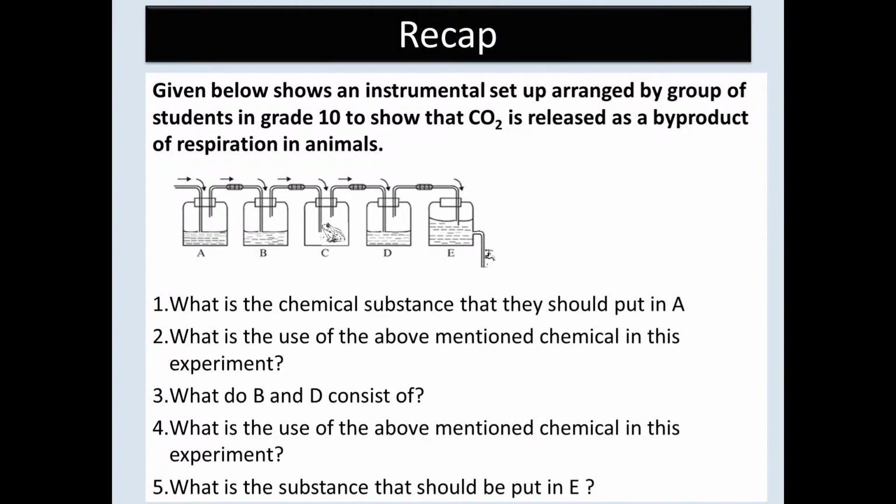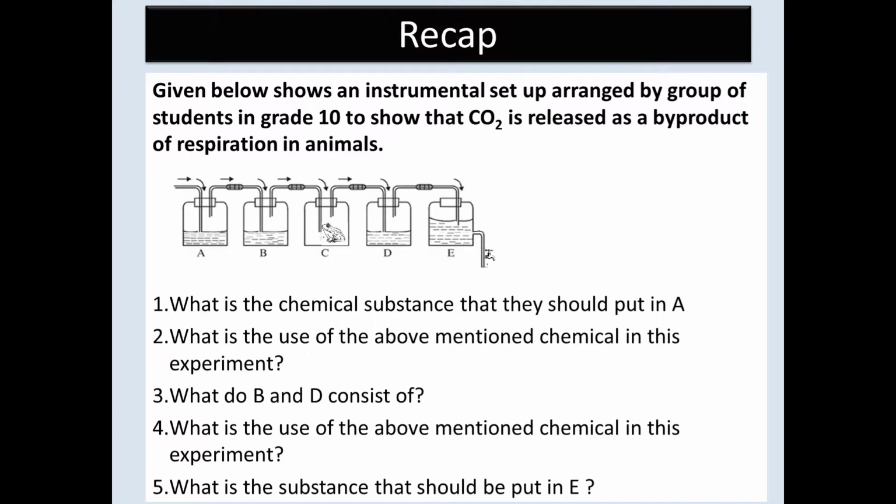Have a look at question number 1, based on the given diagram. This is an experimental setup made by a group of students in grade 10 to show that carbon dioxide is released by the respiration of animals. In bottle C, a frog has been put, bottles A, B and D contain some kinds of chemicals, and E contains a particular liquid.